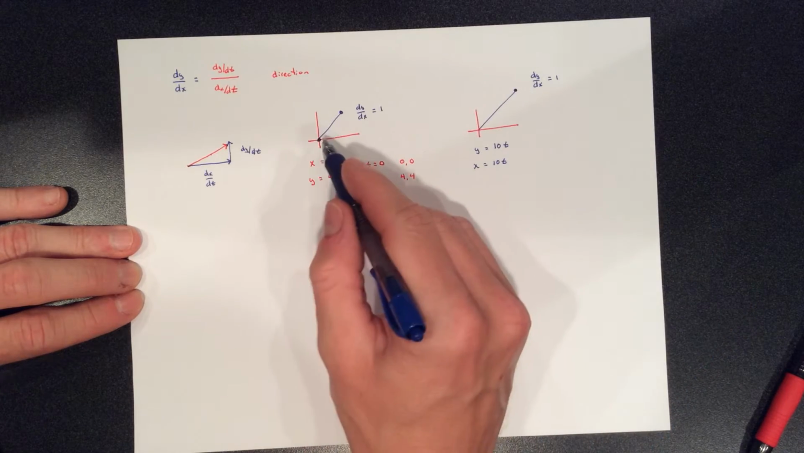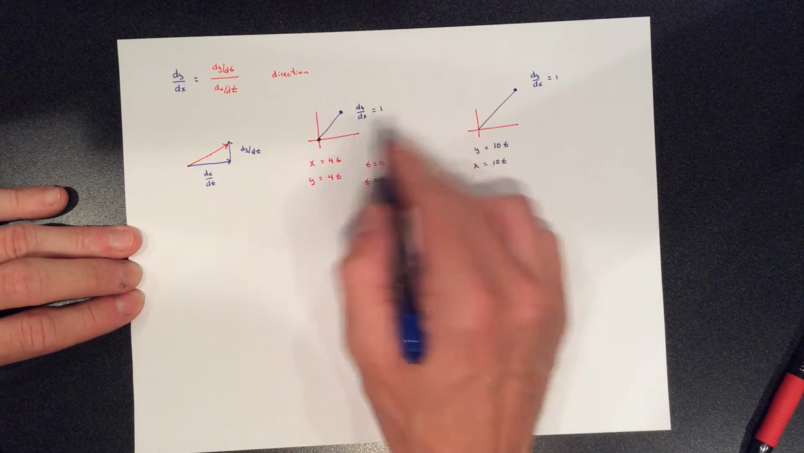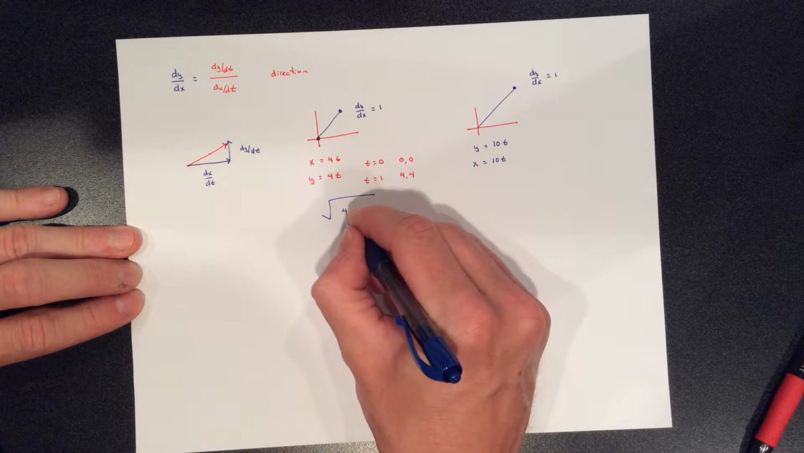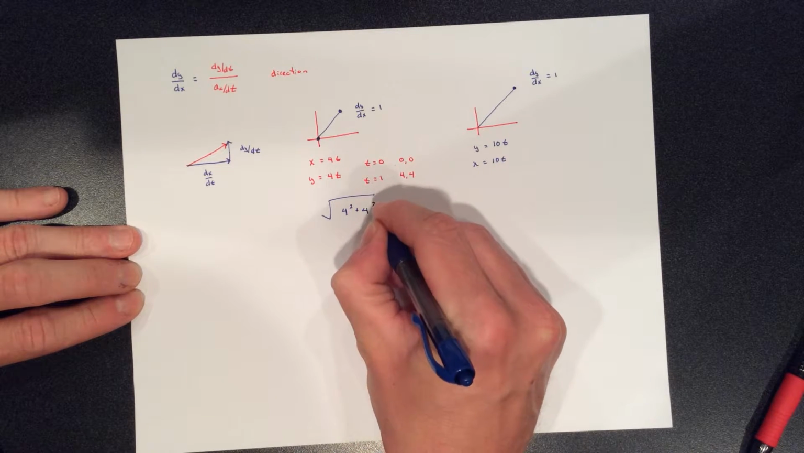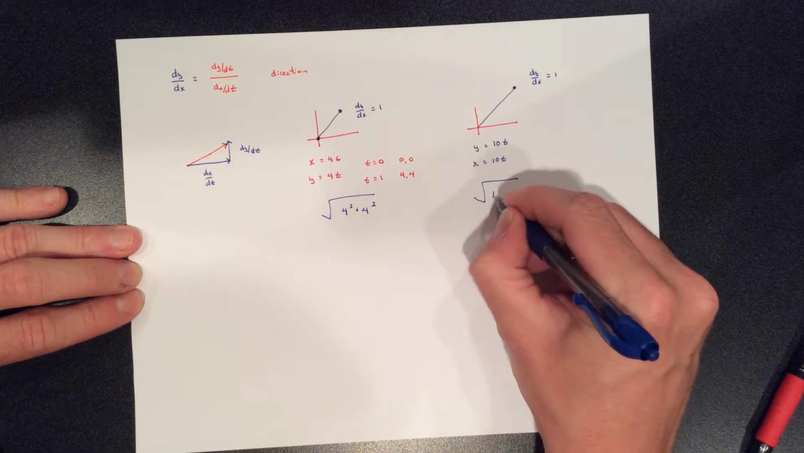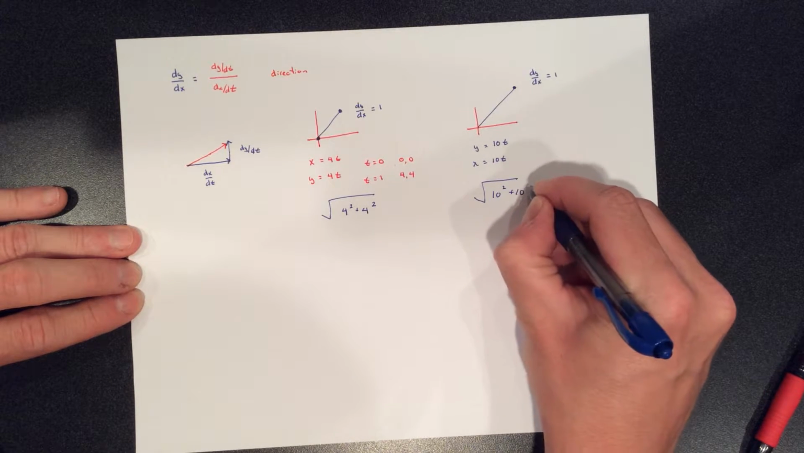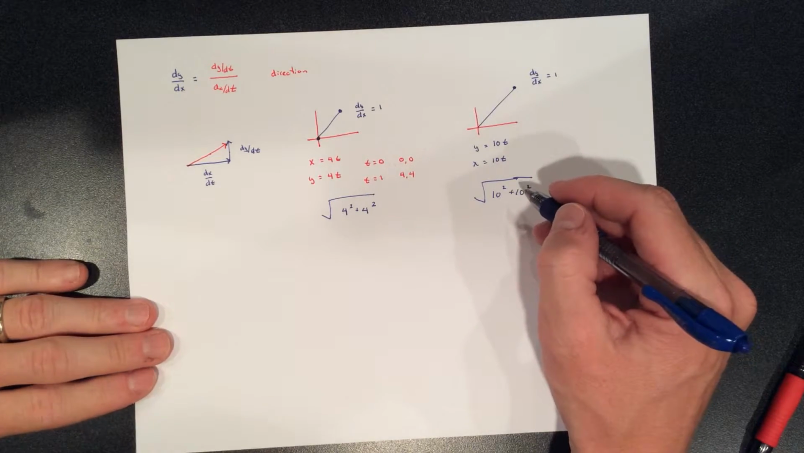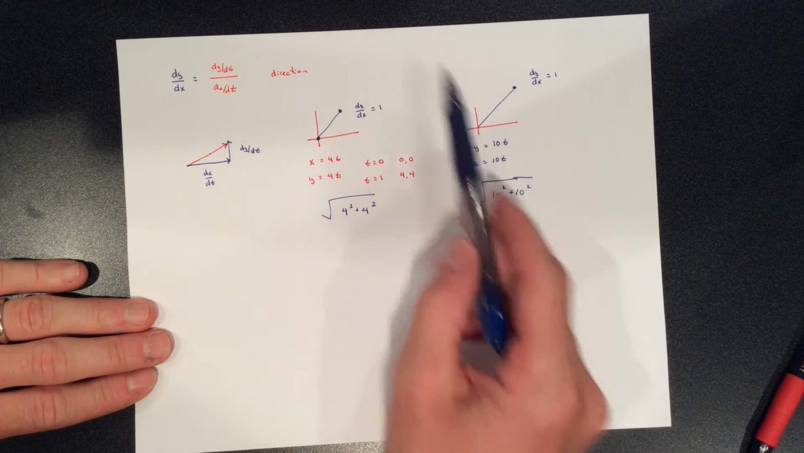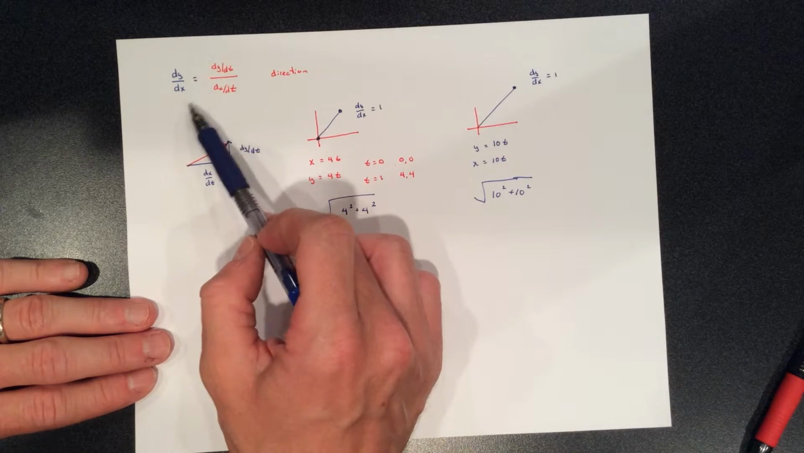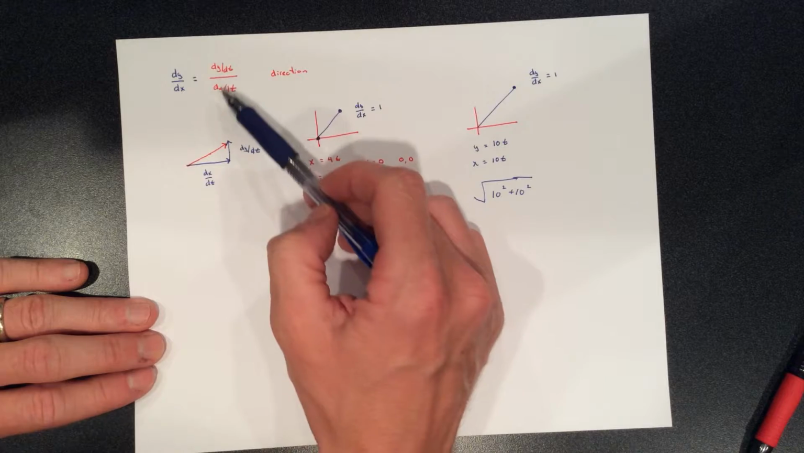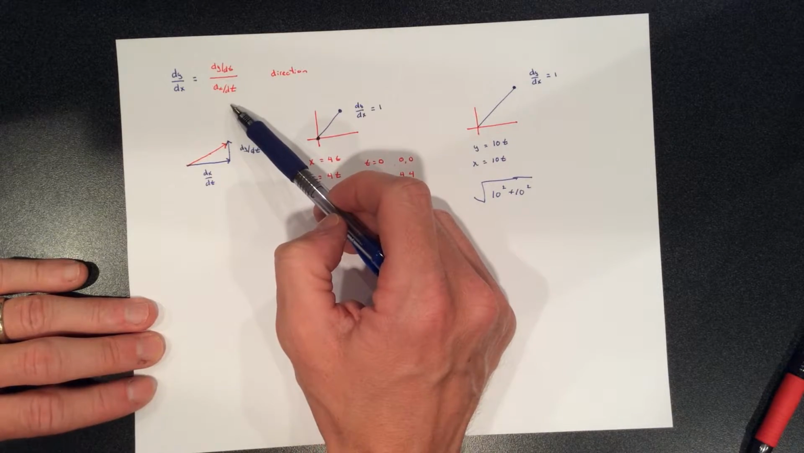Why? Because even though the slopes are both 1, the speed here is the square root of (dx/dt) squared plus (dy/dt) squared. Here, the speed is based on 10 squared plus 10 squared. The speed is much different. So don't confuse speed and slope. Slope is always the same: it's just the rise over the run. In this case, it's dy/dt over dx/dt.